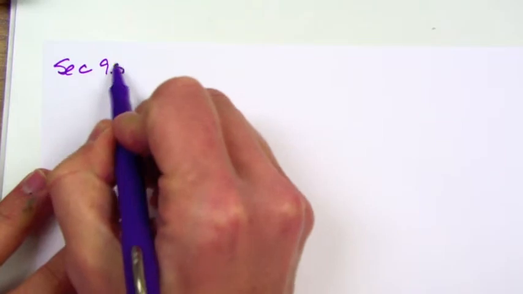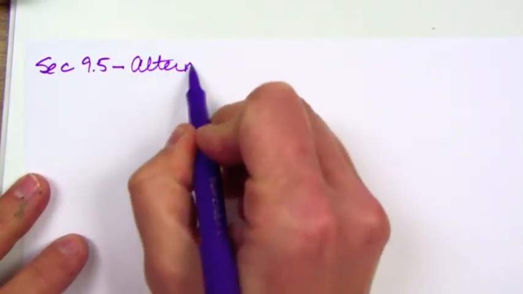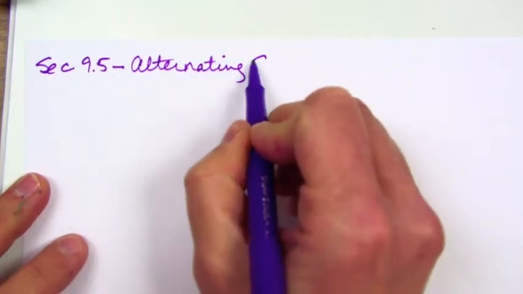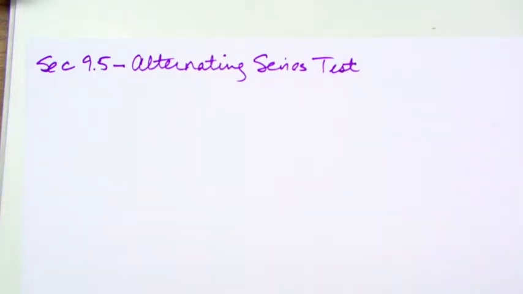So we're on section 9.5, Alternating series test. Remember that 9.6 is the last section that we cover before we take a test on the first unit of chapter 9, which is all of the tests for convergence and divergence. The plan is to take that the Tuesday that we come back from spring break.